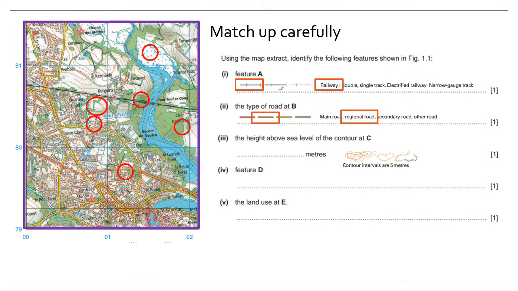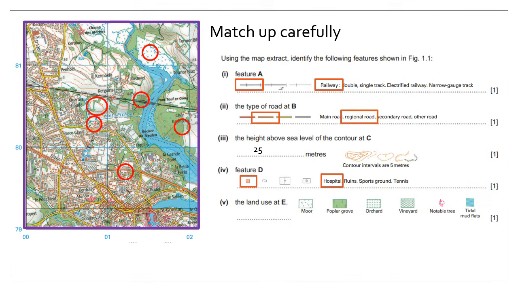For C, it's a contour line. Contour lines are lines that join points at equal heights, and it's got 25 meters written on it. Feature D, again, is a red cross, and what's that? Okay, so the red cross is here, and it's the first one in the list, so it's a hospital.